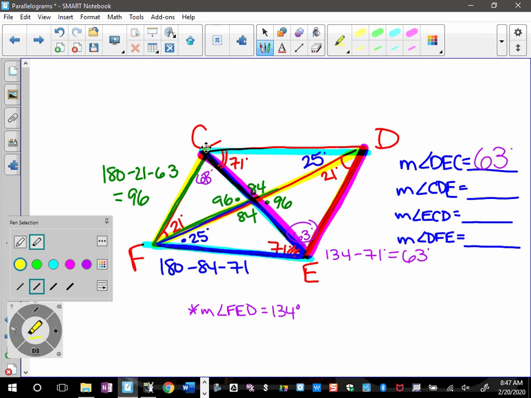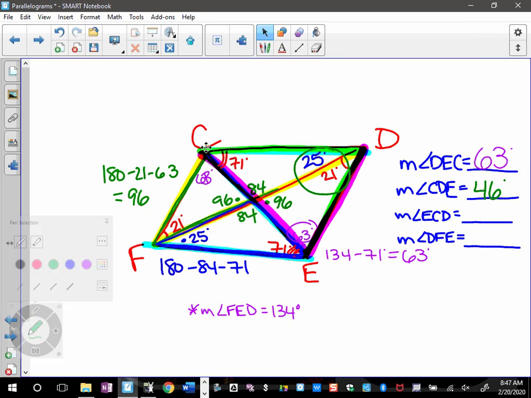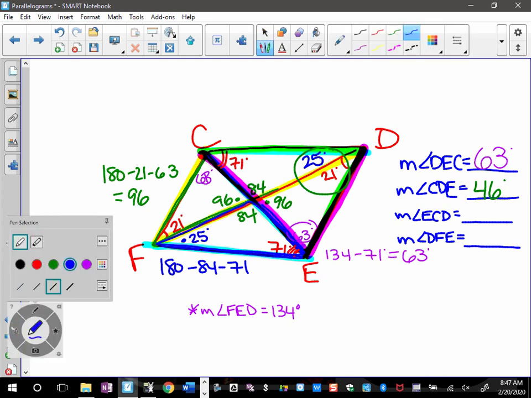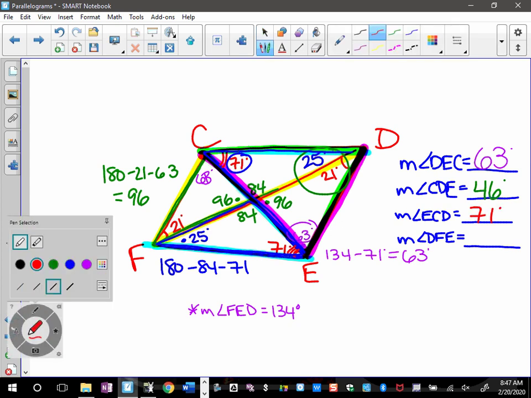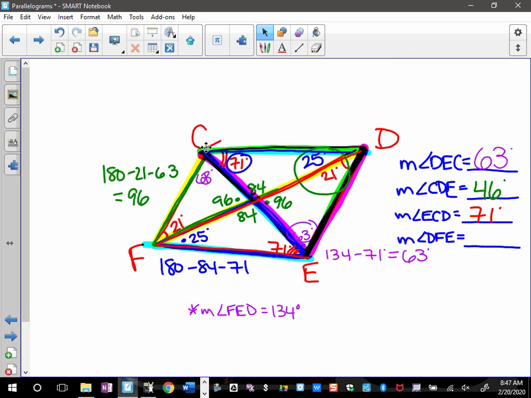CDE. CDE is that whole angle up there. So if I put those together, I have 46 degrees. ECD, if I follow that, ECD is that 71-degree angle I have. And last but not least, DFE is going to be that 25-degree angle right there.